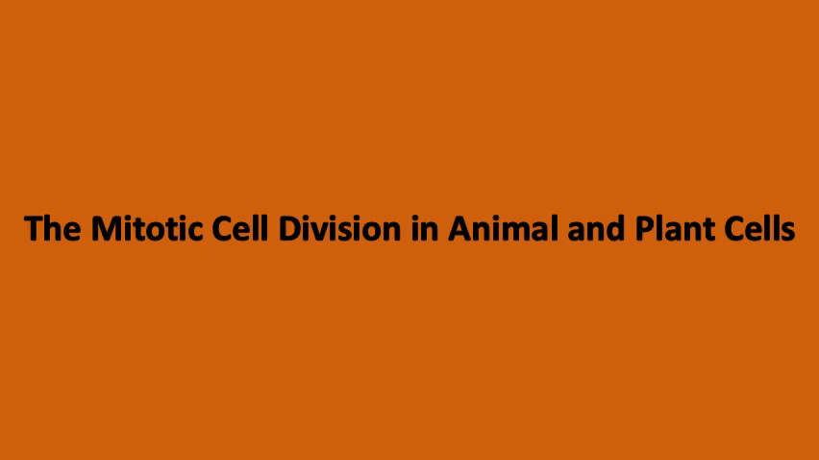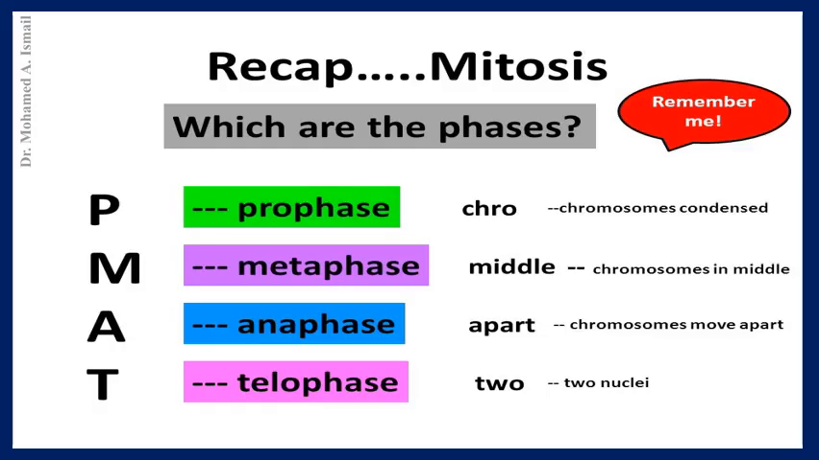The mitotic cell division in animal and plant cells. This plate shows the recap of mitosis, which includes the following phases. Firstly, this is the prophase stage, the first stage of mitotic division, at which the chromosomes are condensed. Prophase.